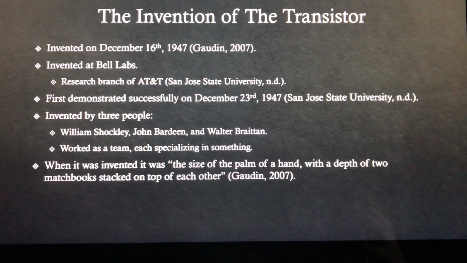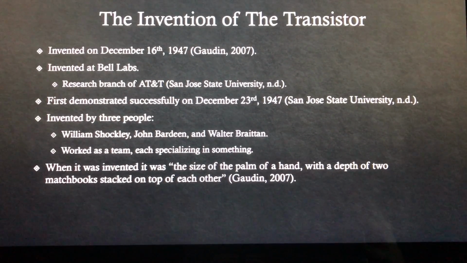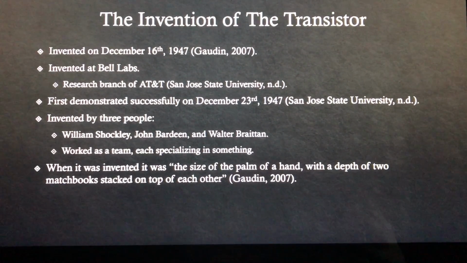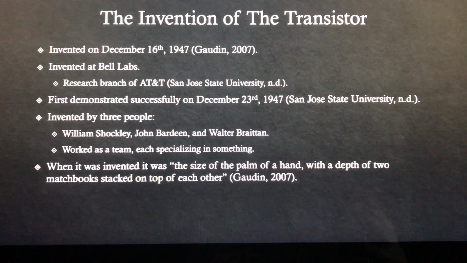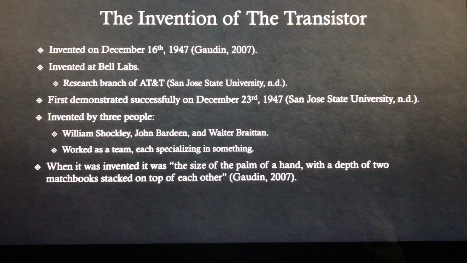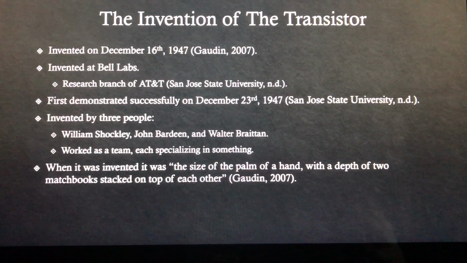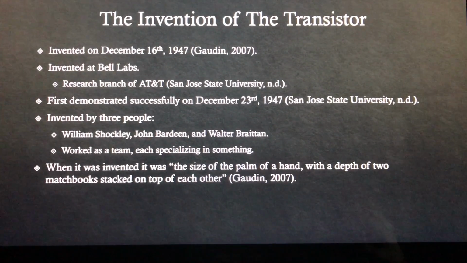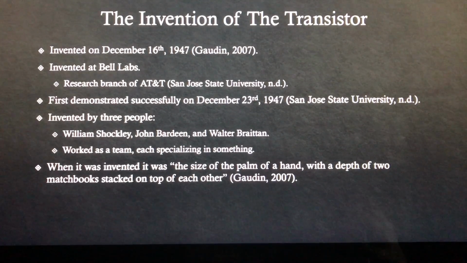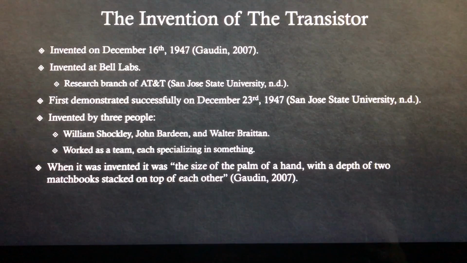And it was invented by 3 people, William Shockley, John Bardeen, and Walter Brattain. These 3 worked as a team, each specializing in something. William Shockley had actually been working on something like this for 10 years and could not implement it in a way that it would work. So Bardeen and Brattain were brought in as research developers and engineers, and it took the 3 of them approximately 2 years to get a working transistor in the lab.